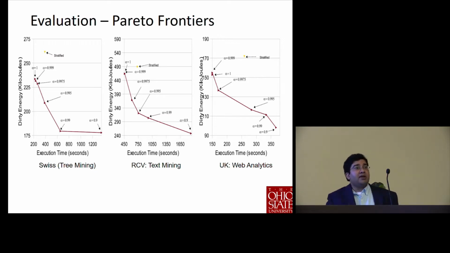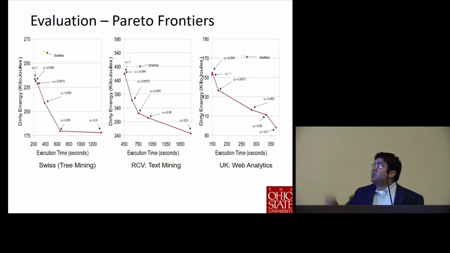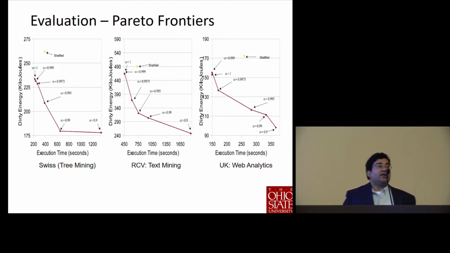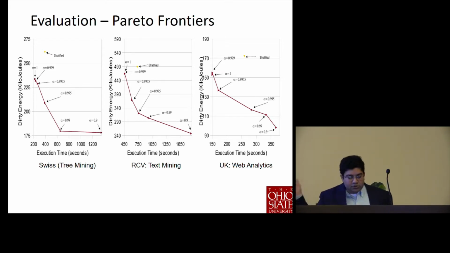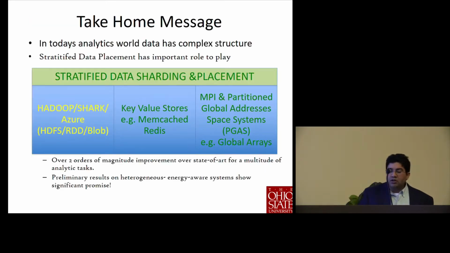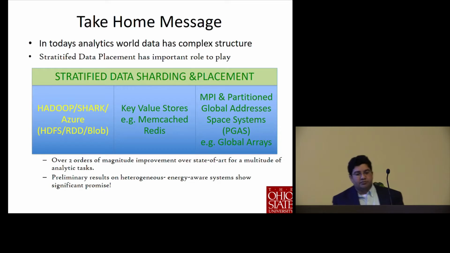However, if you pay attention to these things and model them and place your data accordingly, you can sit anywhere on this Pareto frontier, depending on what you'd like to optimize for. If you'd like to optimize for greater performance, faster, then you can sit anywhere on this Pareto frontier. So this was a piece of work that appeared last year at ICPP. All right, I'm at the end of my talk.